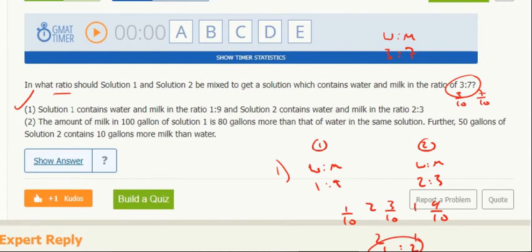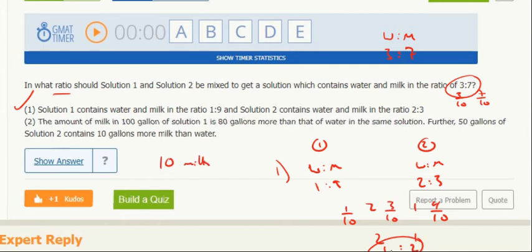Number 2 says the amount of milk in 100 gallons of solution 1 is 80 gallons more than that of water in the same solution. So if we have 100 gallons, you could do x plus 80 equals 100, or you just see that there's going to be 10 gallons of milk, 90 gallons of water. So it's the other way around. 90 gallons of milk and 10 of water. And then that gives you the 100 gallons.